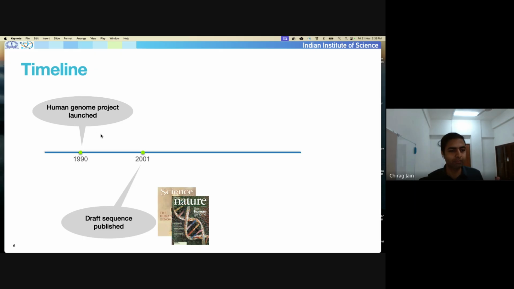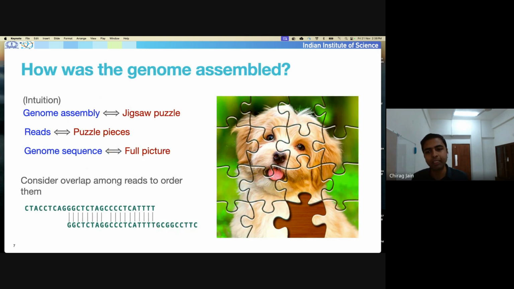So you have these short fragments or reads. How would you first of all assemble the genome? To see this, let me draw an analogy with the jigsaw puzzle, which is a common method to convey what the genome assembly problem is. Thinking of genome assembly as a jigsaw puzzle, each read can be thought of as a puzzle piece. In our problem, we are looking for the genome sequence, but in a jigsaw puzzle, you would want to reconstruct the full picture from those pieces.